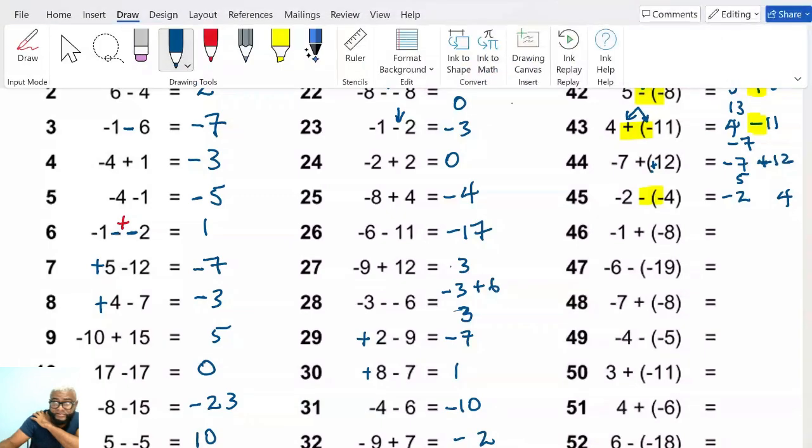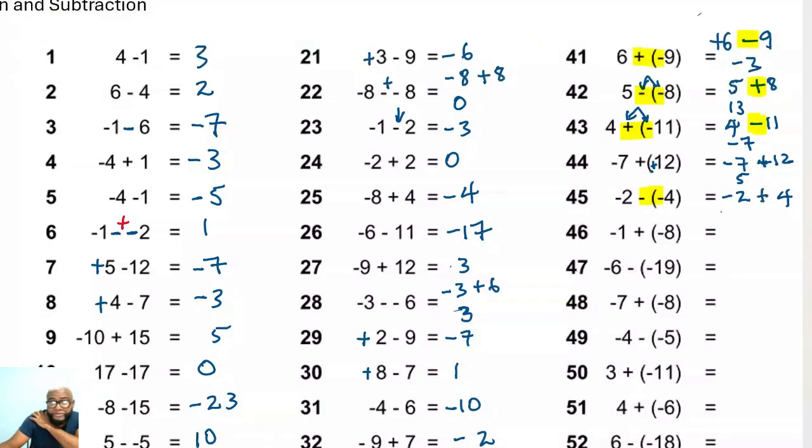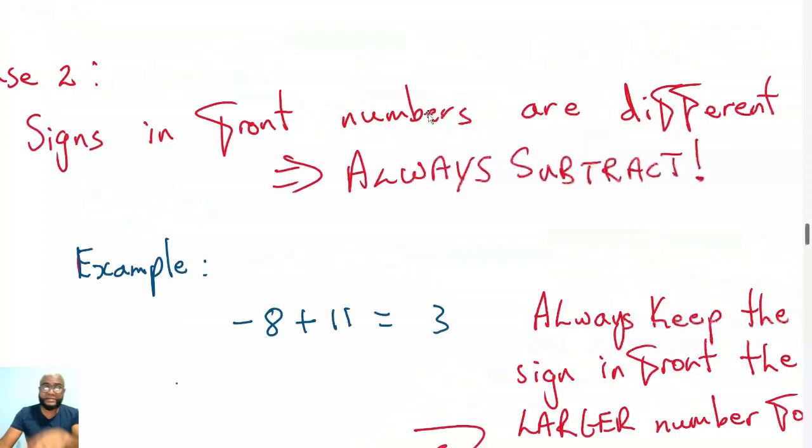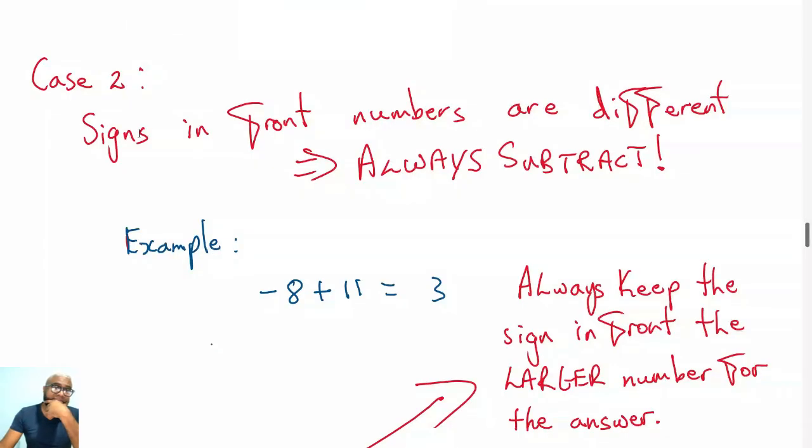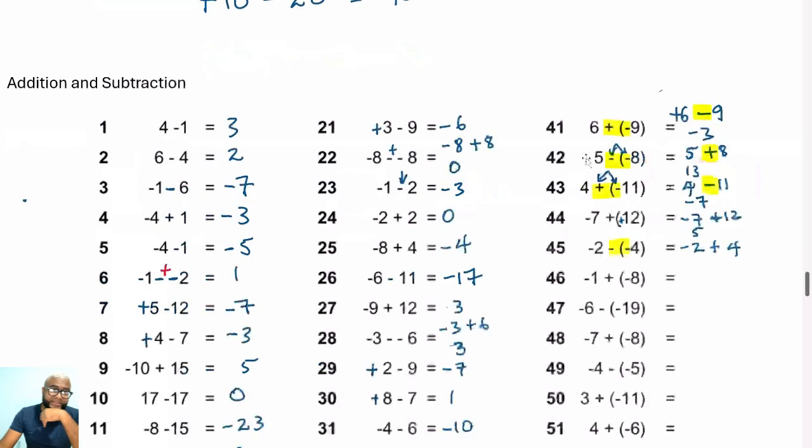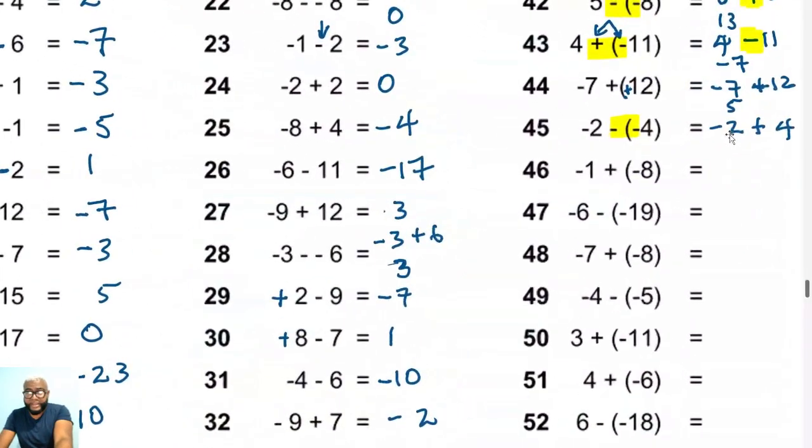You sure? When my two signs are different, what do I do? Check your notes, bro. Look at it right here. Read it out for me, bro. Case 2: signs in front of numbers are different, always subtract. Are the signs in front of the numbers different? We're looking at this part, which is the negative 2 plus 4. Are the signs in front of the two numbers different?